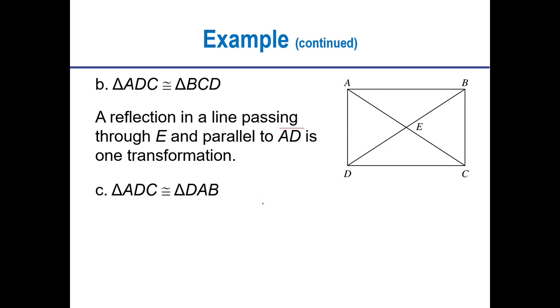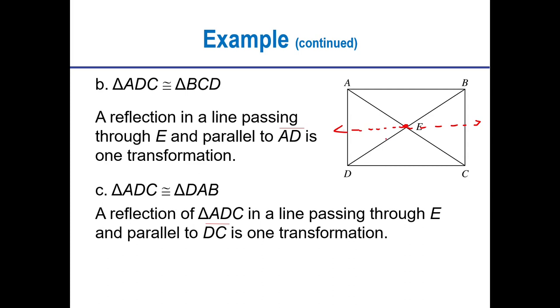For part C, I want to show that triangle ADC is congruent to triangle DAB. And for this one, we could do a reflection again. We could do a reflection across a line through the point E and parallel to the segment DC. A reflection of triangle ADC in a line passing through E and parallel to DC is one transformation we can use.